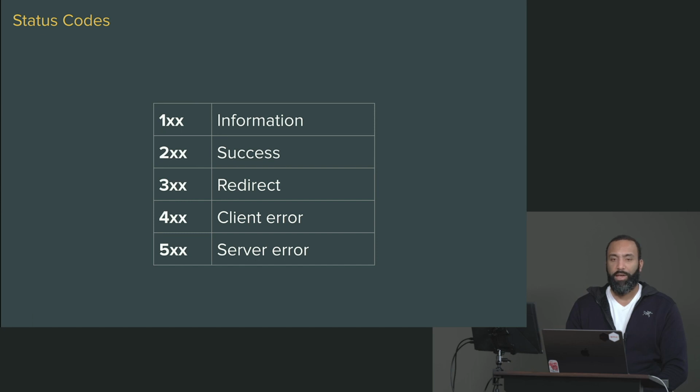So if I see a 5 anything, I know it's a server error for sure. If I see a 4 anything, I know it's a client error. I don't actually have to know the specifics of the difference between a 401 and a 403. I just know that a 4 is a client error. 2 is always going to be success, just different flavors of success. And then 1 is information.